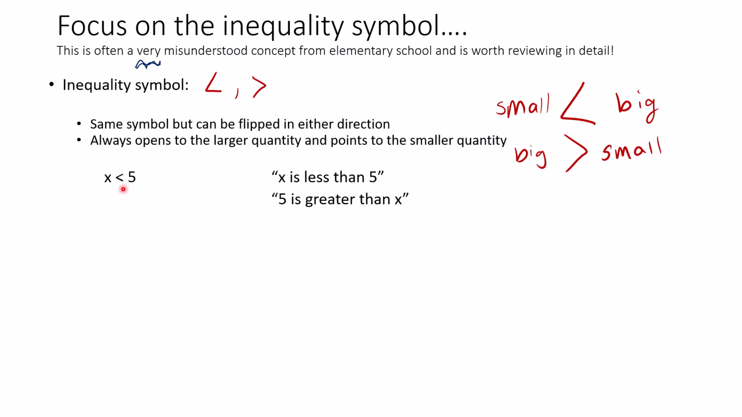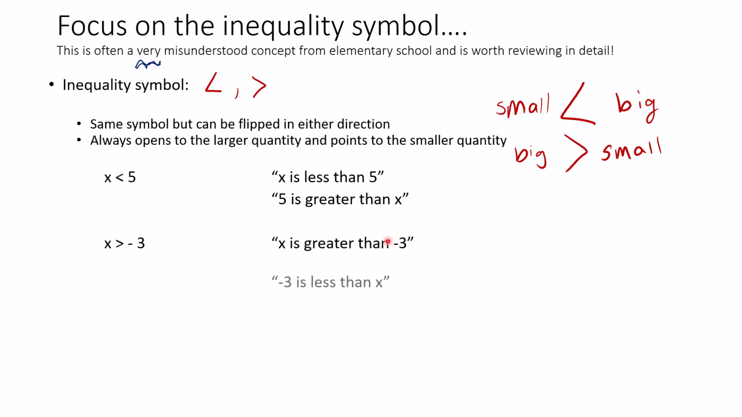So you would say 5 is greater than x. And so you could read that expression both ways. Also works in the other direction. So we could read this as x is greater than -3 because it's opening to the x, which means that the x has to be the bigger quantity. So the way I would read it is x is greater than -3.